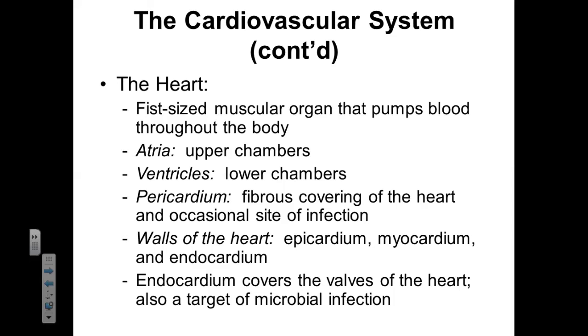It's located within the mediastinum cavity of our thoracic cavity, and it's approximately centered-ish in our thoracic cavity, slightly to the left. It's about the size of our fist. If we look at the heart, there's the double pump with chambers on top and chambers on bottom. The two chambers on top are called atria. The two chambers on bottom are called the ventricles.